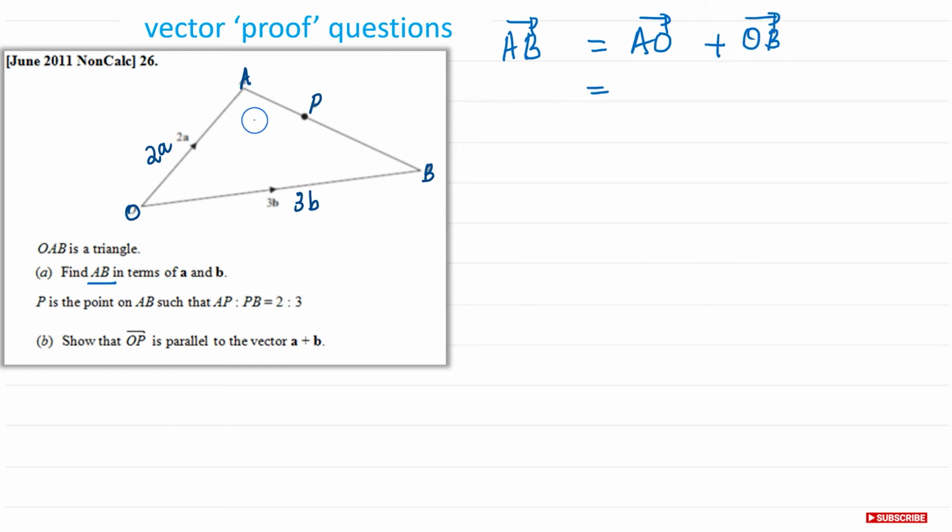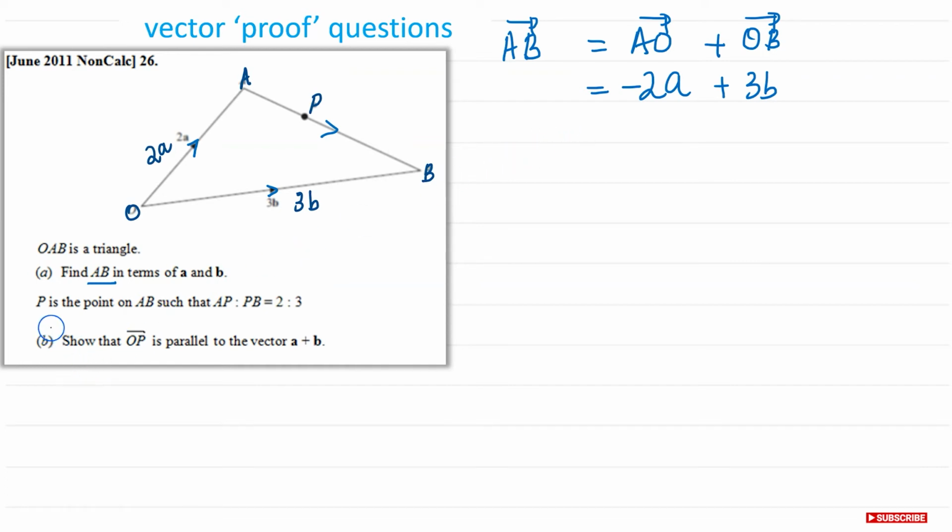Now, if I go from A to O, I'm going in the negative sense because I have an arrow here that shows this way and an arrow here that shows this way. And remember, my vector AB now is going to be facing that way. So AO is negative 2A because I'm going in the negative sense. And then OB is going to be positive because I'm going in the same direction as shown. So that's going to be plus 3B. So that is part A completed.